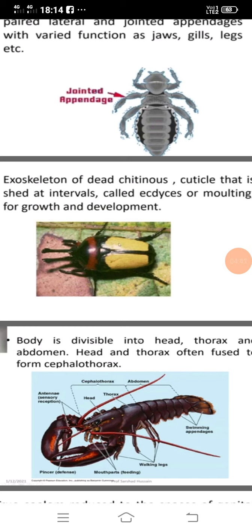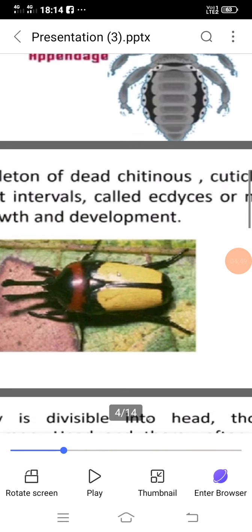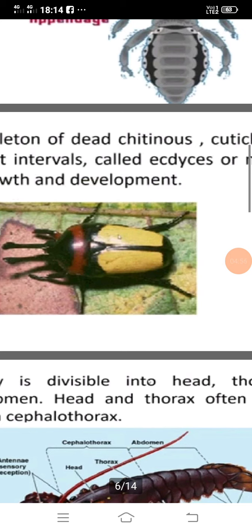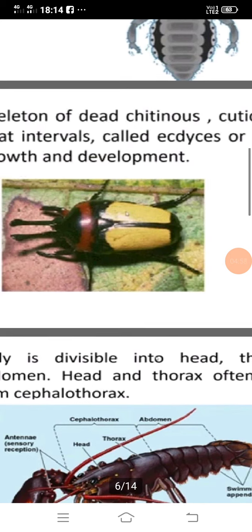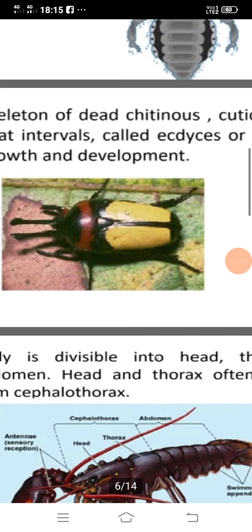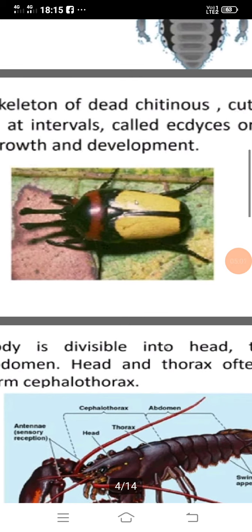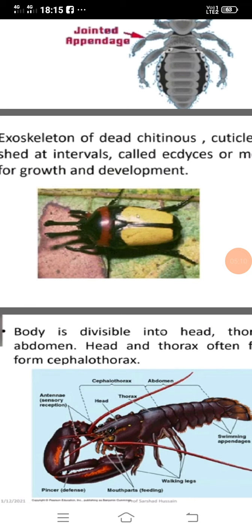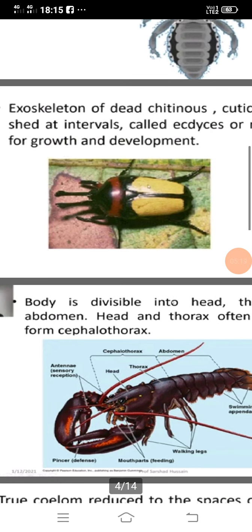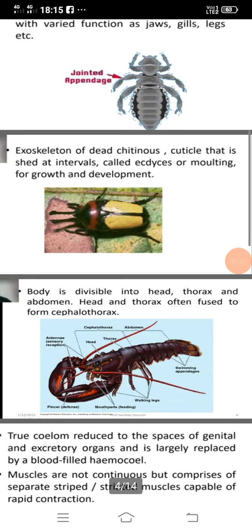Shedding of the skin or ecdysis is important for the growth and development of the organisms, because as I have said, it is dead. When the living body inside will grow in size, then this dead layer will not be able to accommodate a grown body inside. So the old skin, or you can say the cuticle or the chitinous layer present outside, will be shed off through the process called ecdysis or molting, and new will be formed according to the body size.